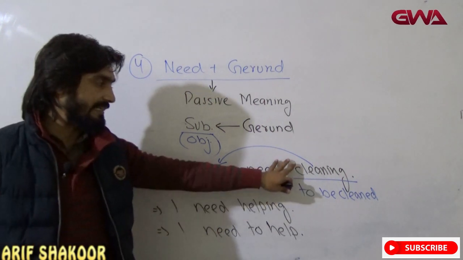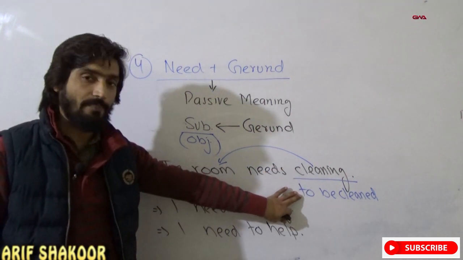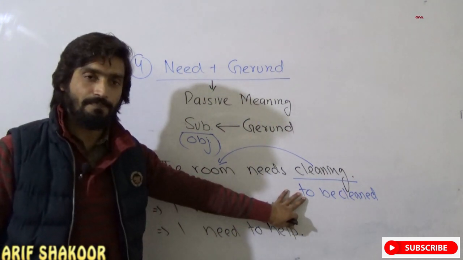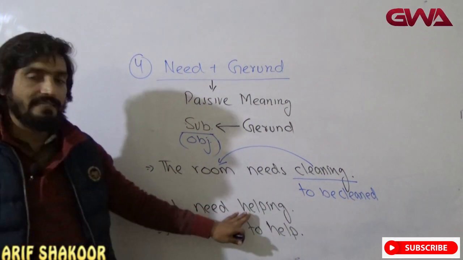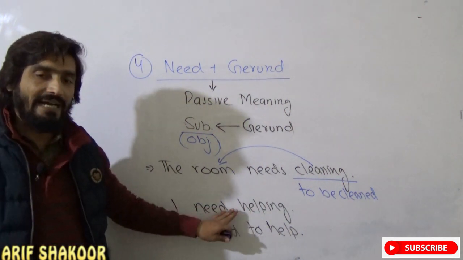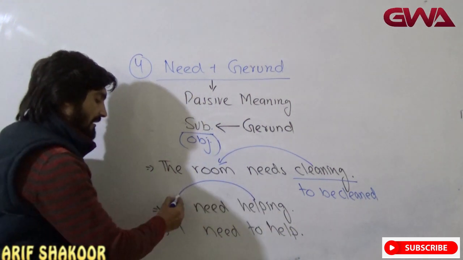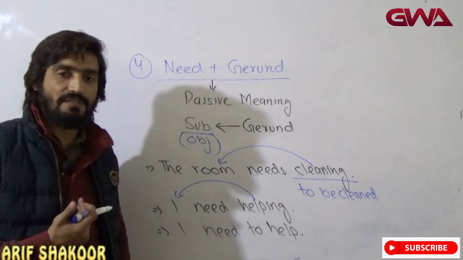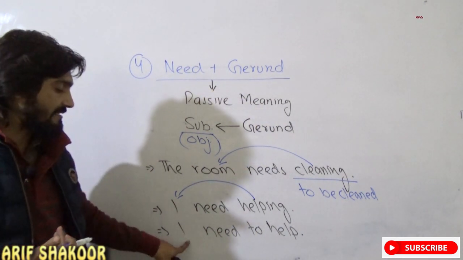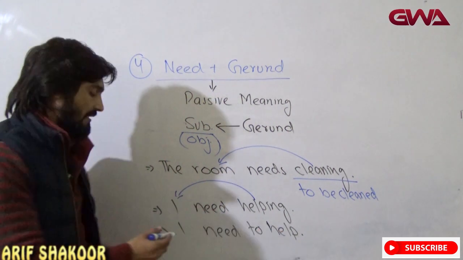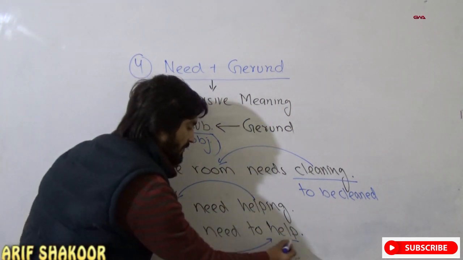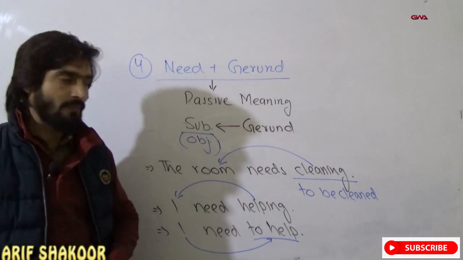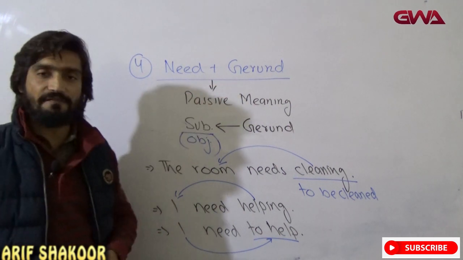The room needs cleaning. We can also use infinitive in passive voice. The room needs to be cleaned. Another example, I need helping. Now, I need helping means that I need someone to help me. Here I will receive help. But in the next example, I need to help. Here I will help someone else. Someone else will receive my help. So need plus gerund has passive meaning.